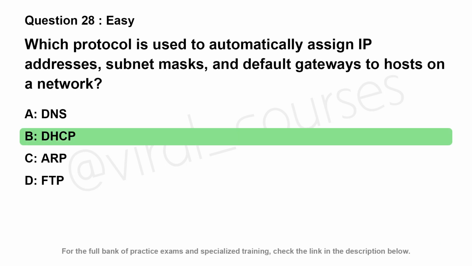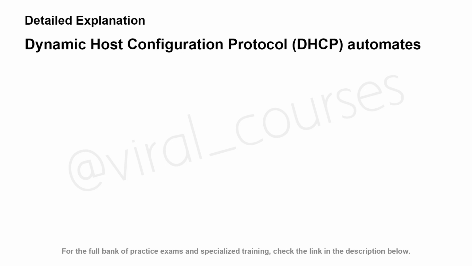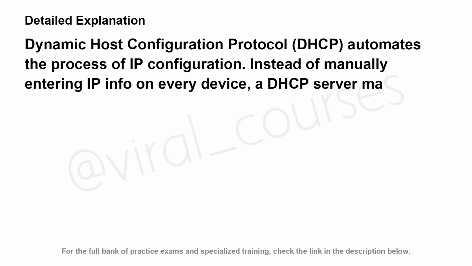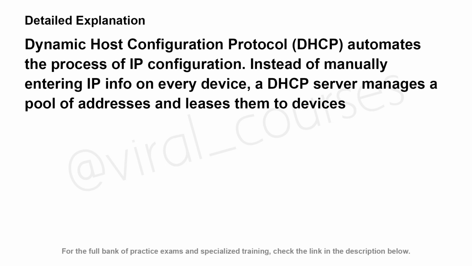The correct answer is B. Dynamic Host Configuration Protocol, DHCP, automates the process of IP configuration. Instead of manually entering IP info on every device, a DHCP server manages a pool of addresses and leases them to devices as they join the network.